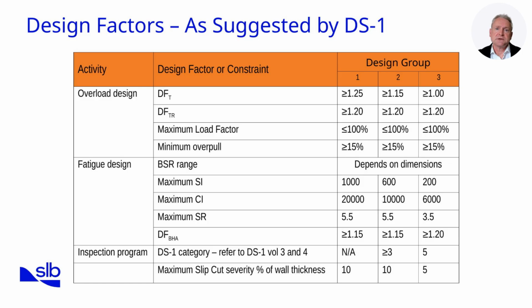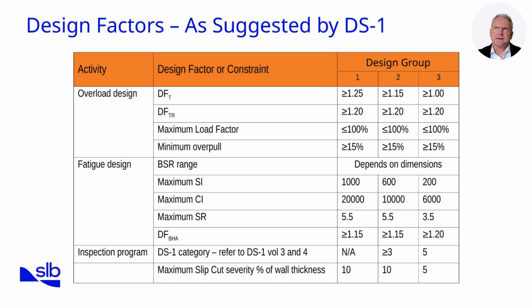The table also sets limits for load and overpull. The maximum load factor cannot exceed 100% of rated capacity, and minimum overpull is standardized at 15% across all groups. This ensures a consistent buffer for unexpected downhole conditions.